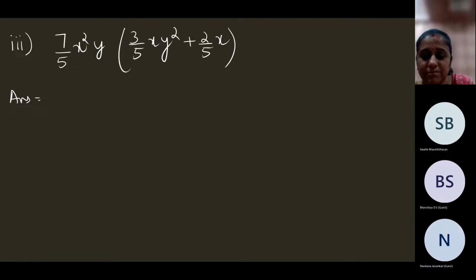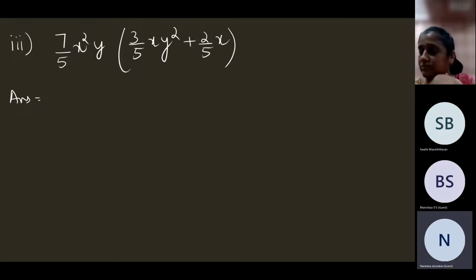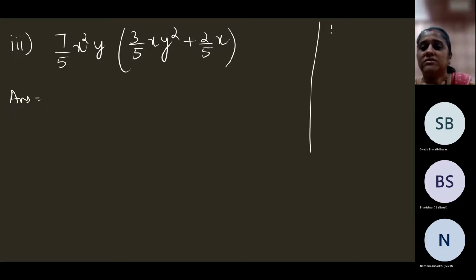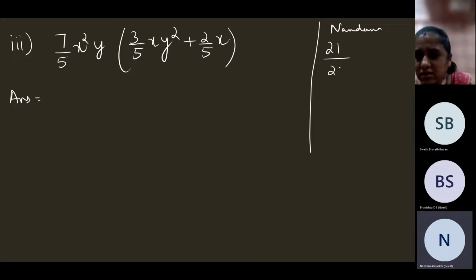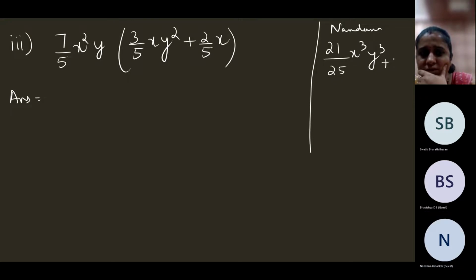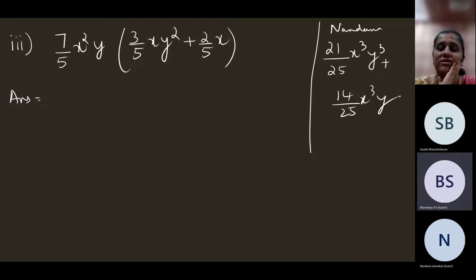Completed, ma'am. What's the final answer? Ma'am, 21 by 25. Okay, what is Nandana's answer? Ma'am, 21 by 25 x cube y cube plus 14 by 25 x cube y. Yeah, correct. All of you got this?